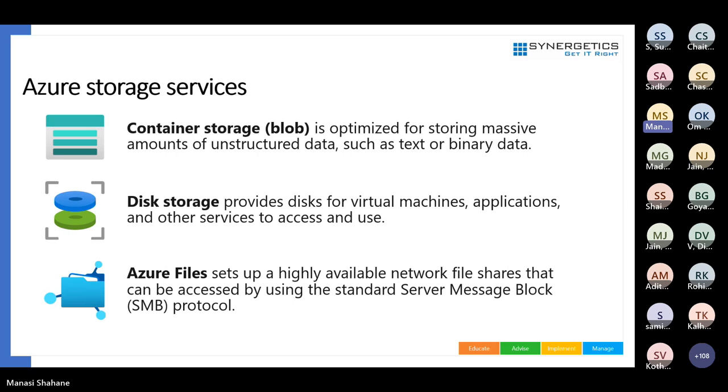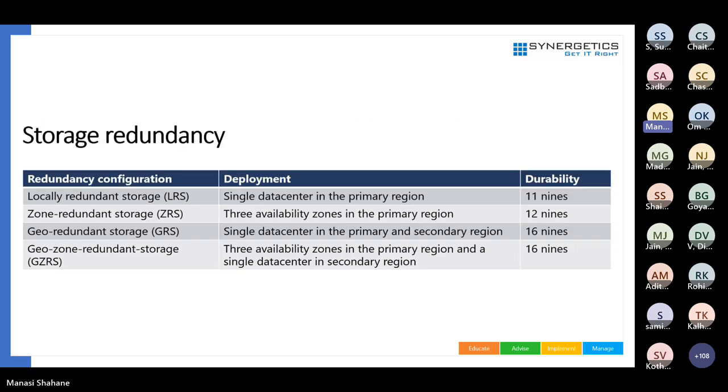Okay. Now, if you recall, we saw some options as to how to make a VM highly available, right? So now let's say I want to back up my data, or I want to make my data redundant. Azure has given us four options for it, okay? So those four options are LRS, ZRS, and the other two are GRS and GZRS.